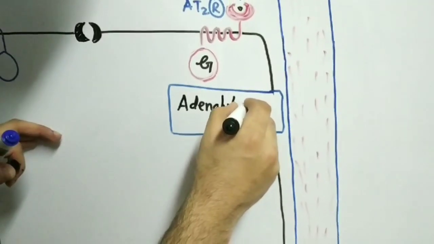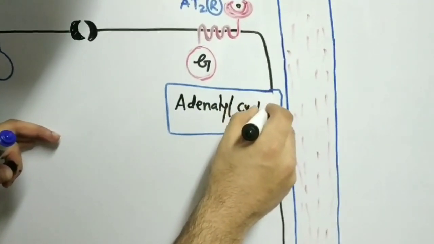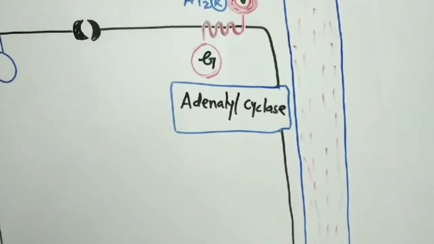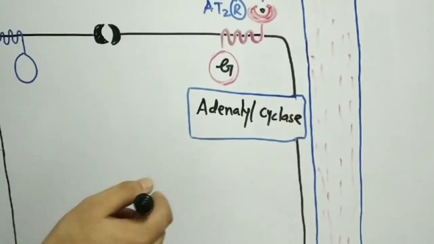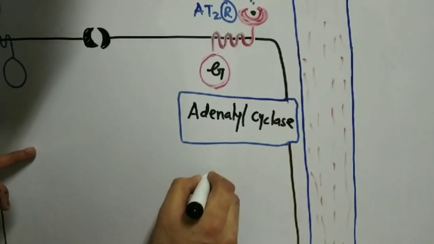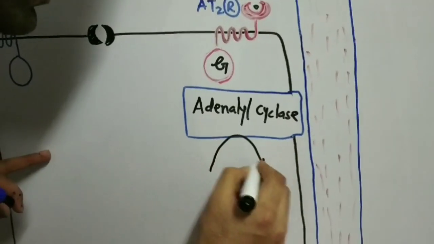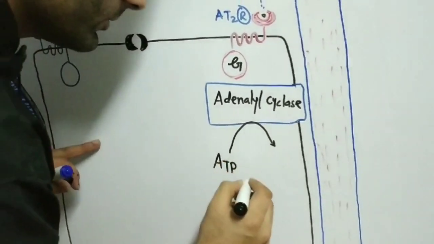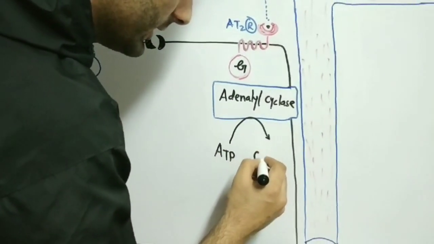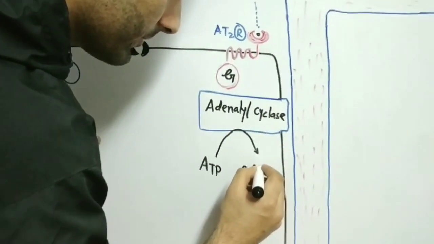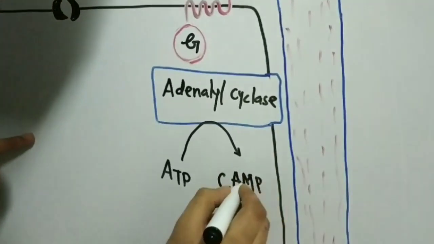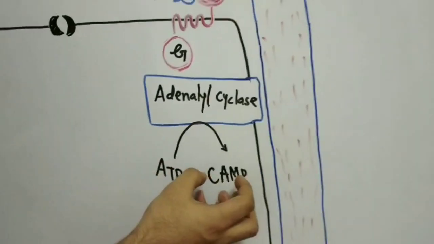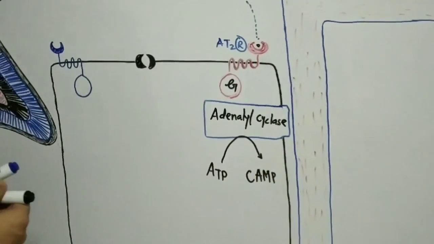Adenylyl cyclase. Now G protein has activated adenylyl cyclase. Now what is the adenylyl cyclase going to do? It converts ATP into cyclic AMP, cyclic adenosine monophosphate. Now we have a product, cyclic AMP.